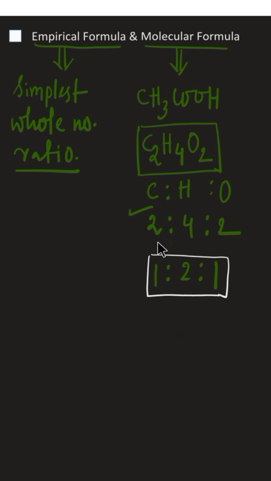Carbon is present by 1, so C, hydrogen is present by 2, so H2, and oxygen is present by 1, so O. So CH2O will be called the empirical formula of acetic acid. So this is the empirical formula, and that was the molecular formula, right? Now I can give you one more example so that things become clearer.